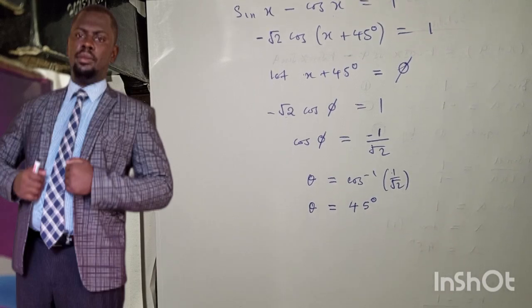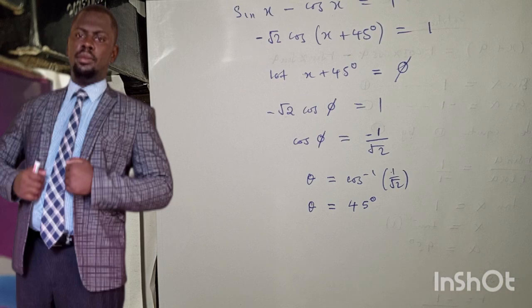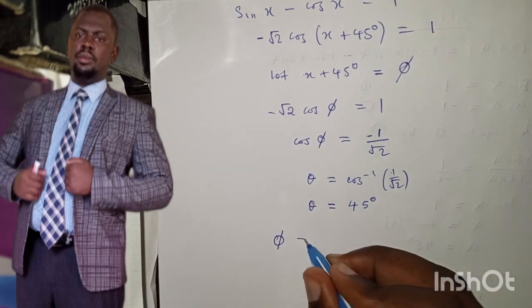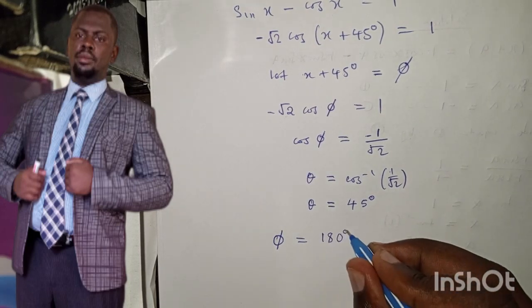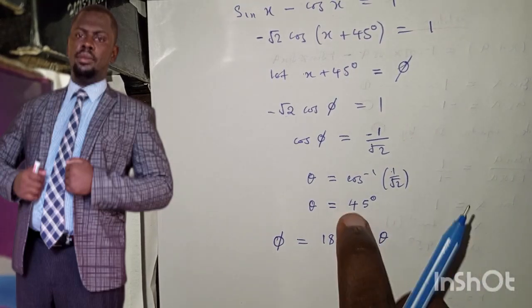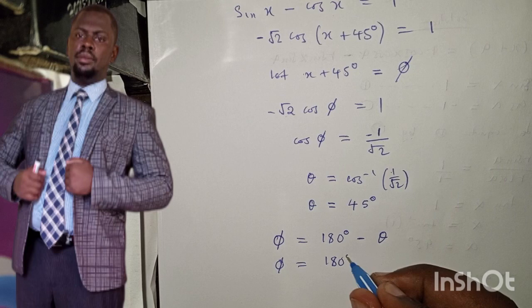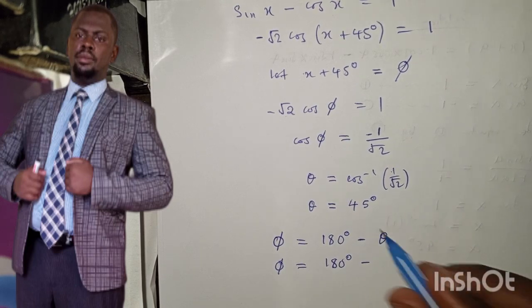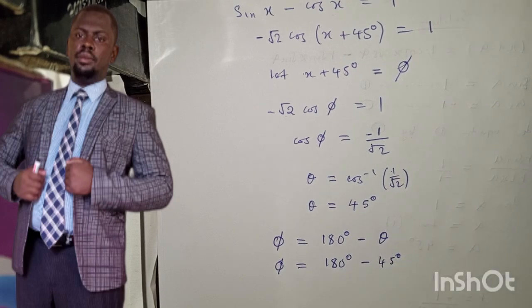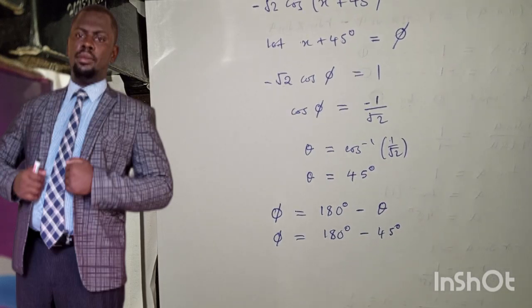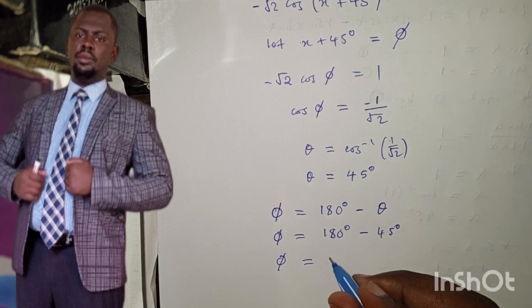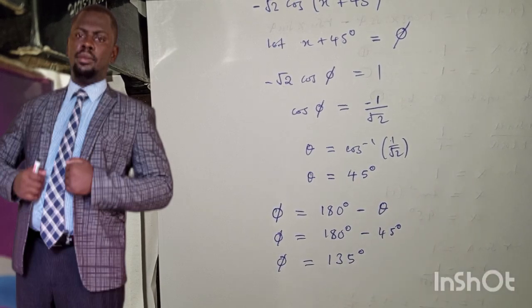So how do you solve for phi in the second quadrant? The formula is phi is equal to 180 degrees minus theta. Now this theta is the angle in the first quadrant. So phi is equal to 180 degrees minus 45 degrees. What is the answer? 180 minus 45 is 135 degrees. So that is our first solution for phi, in the second quadrant.